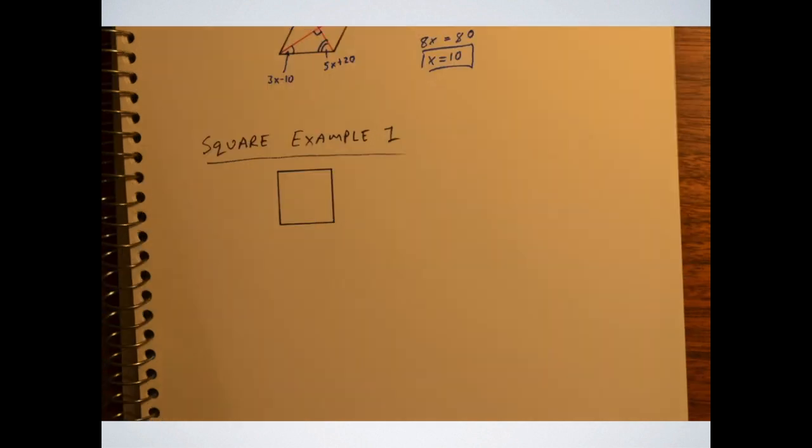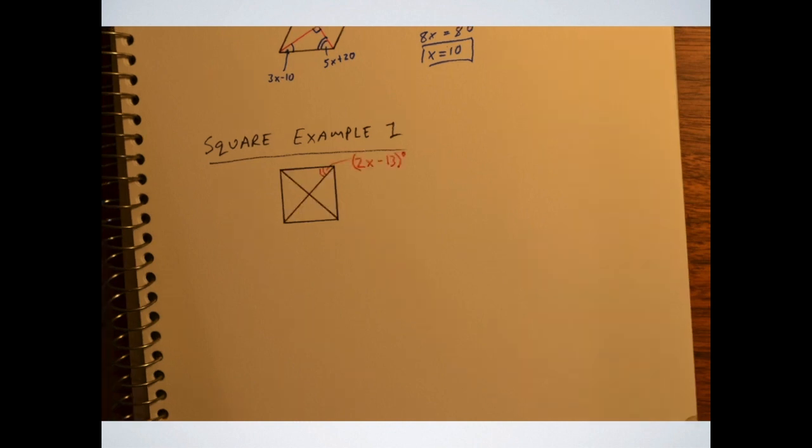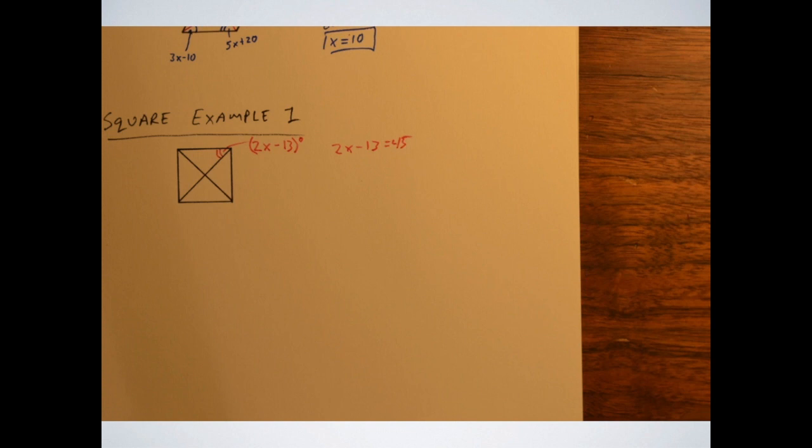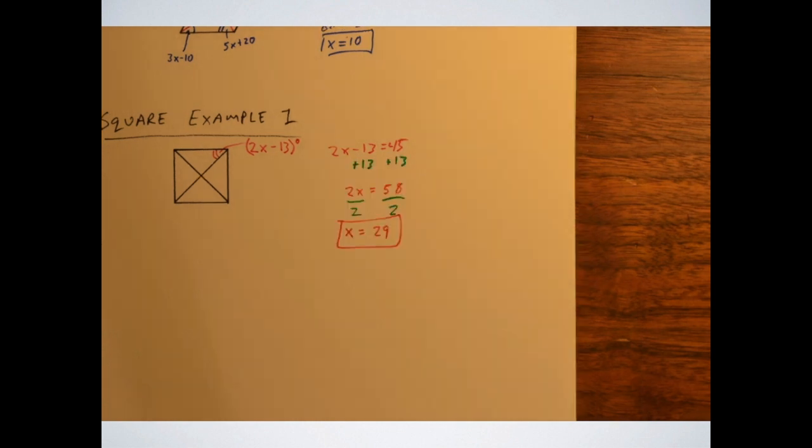Connected with this, we also want to talk about squares, and we'll talk a little bit more about the strict definition for squares. But remember, squares have 90-degree angles, and squares are special types of rhombi. So if that little tiny angle is 2x minus 13, that angle is half of a 90-degree angle. In other words, 2x minus 13 is 45, and so that means x is 29.